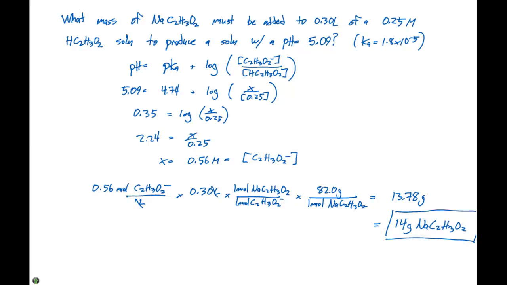When we multiply the molarity and the volume, we get the number of moles. We then convert the number of moles of the acetate ion to the number of moles of sodium acetate, then multiply by the molecular weight using the periodic table, and we end up getting 14 grams of sodium acetate that need to be added to 0.30 liters of a 0.25 molar acetic acid solution to give a pH equal to 5.09.